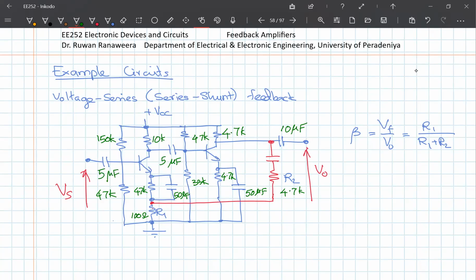Depending on the resistor values, the RC value will be in that order. So not just the C value, you have to look at RC. That is what defines the cutoff frequency. Okay, so it will be like that. So that's an example circuit of series shunt feedback.